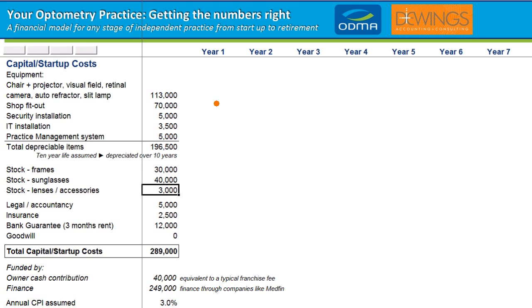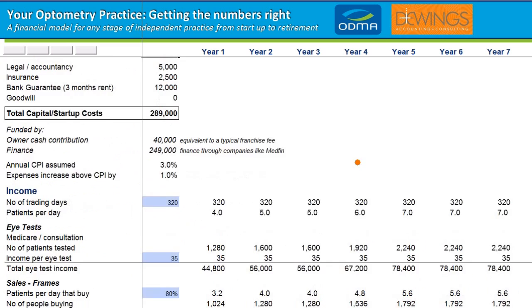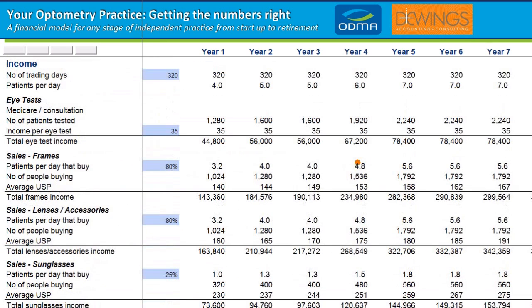If you're an established practice using this model, the values that you're going to put here are really the value of your existing equipment, how much finance you currently have, what's the value of your current stock on hand, and so on. But the real power of the model is down here in the income and expenses area. And what we want to do is look at your income in much more detail than just simply how much am I going to make for a year in total.